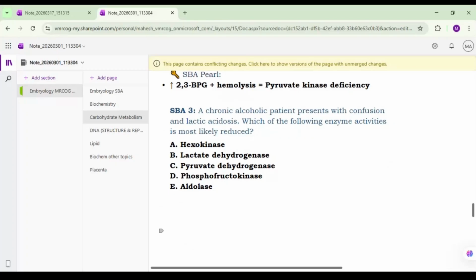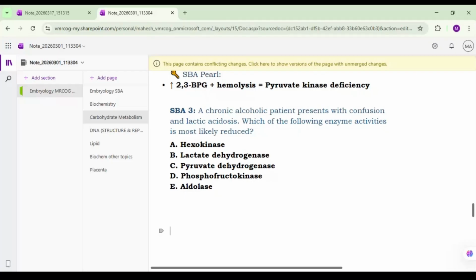A chronic alcoholic patient presents with confusion and lactic acidosis. Which of the following enzyme activities is most likely reduced? Option A, hexokinase, lactate dehydrogenase, pyruvate dehydrogenase, phosphofructokinase, and option E, aldolase. Confusion and lactic acidosis. Thiamine deficiency.